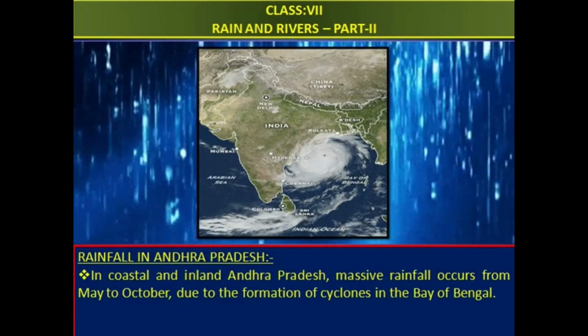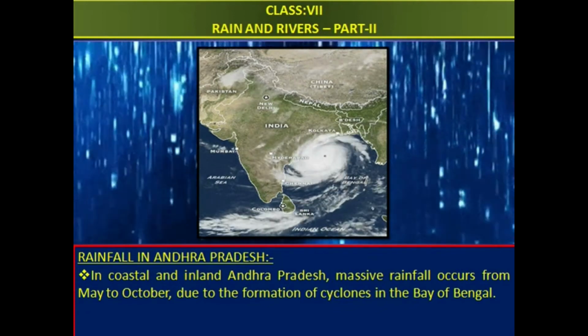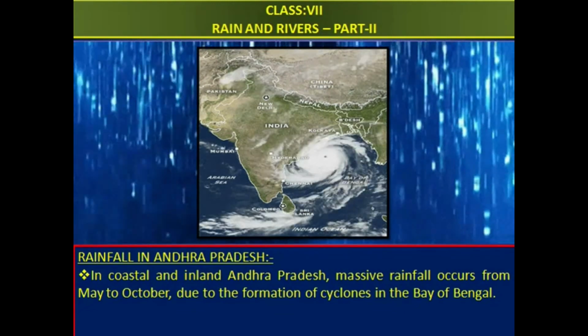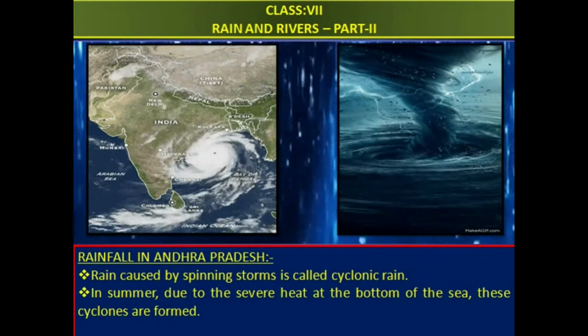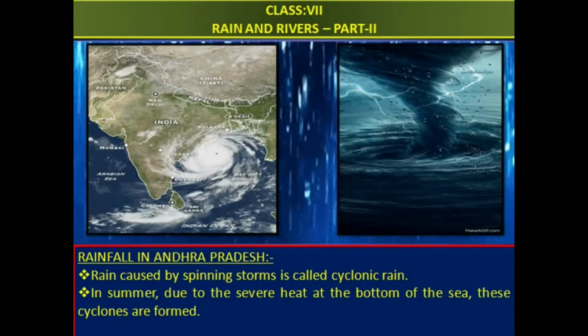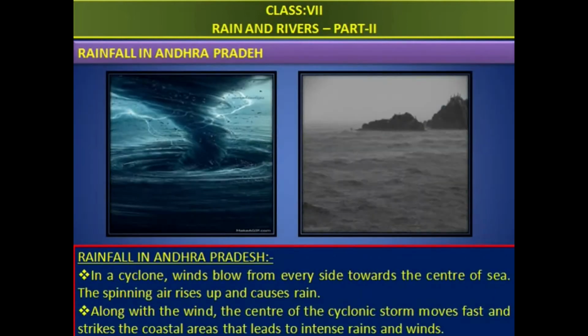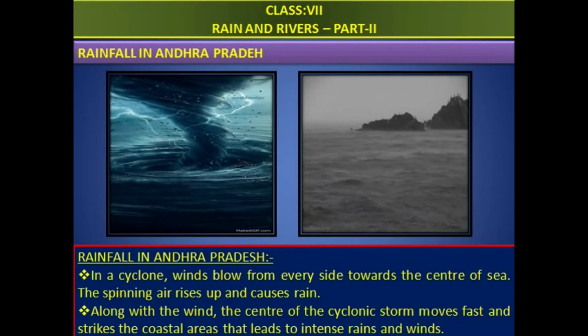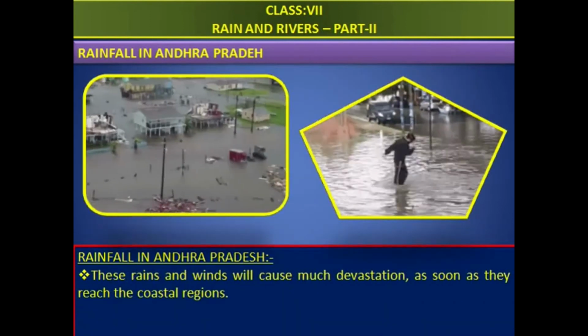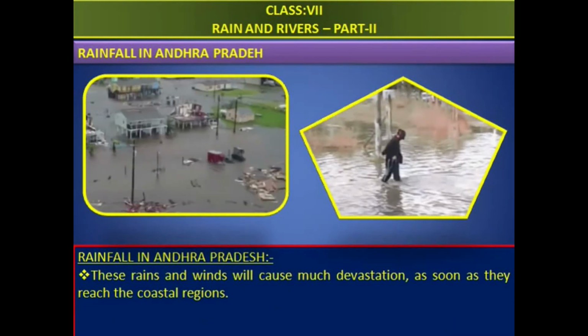In coastal and inland Andhra Pradesh, massive rainfall occurs from May to October due to the formation of cyclones in the Bay of Bengal. Rain caused by spinning storms is called cyclonic rain. In summer, due to the severe heat at the bottom of the sea, these cyclones are formed. In a cyclone, winds blow from every side towards the center of the sea. The spinning air rises up and causes rain. Along with the wind, the center of the cyclonic storm moves fast and strikes the coastal areas, which leads to intense rains and winds. These rains and winds cause much devastation as soon as they reach the coastal regions.